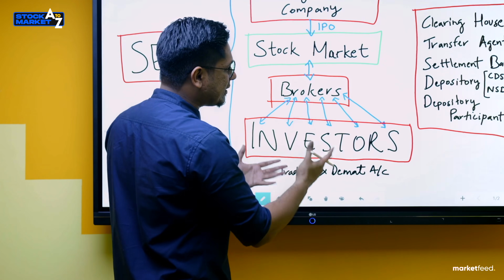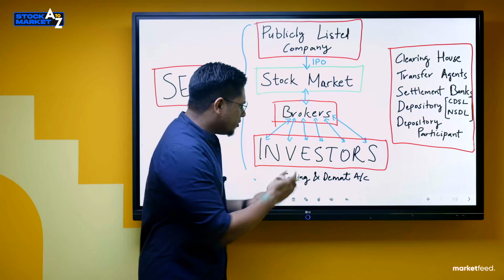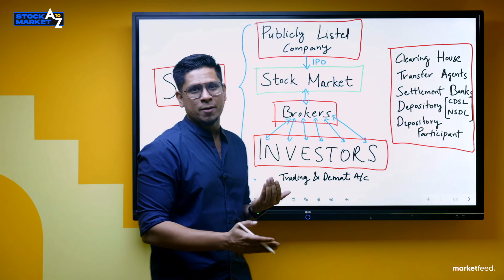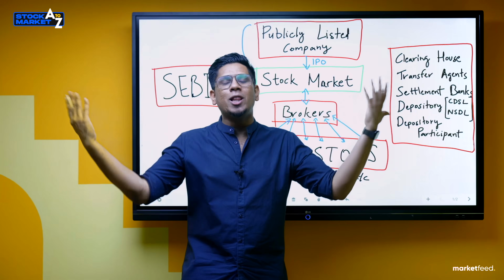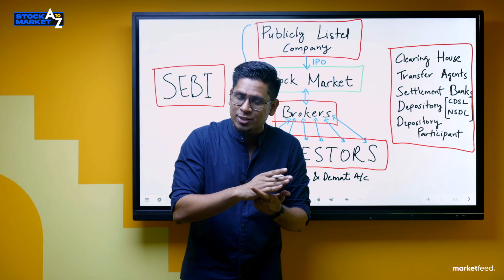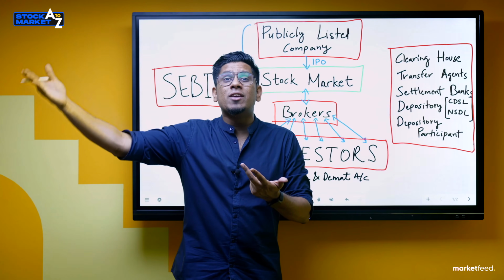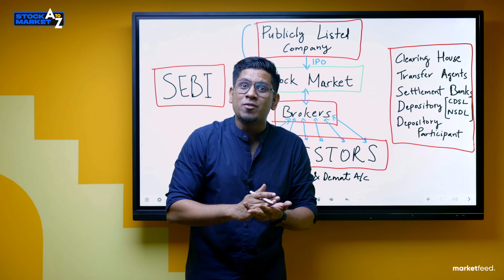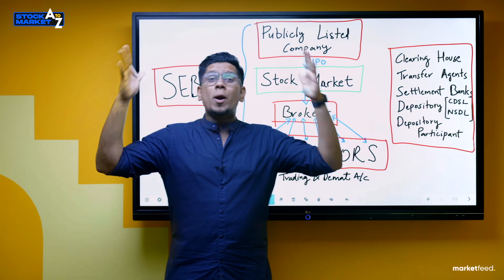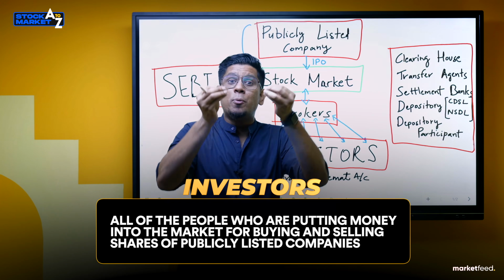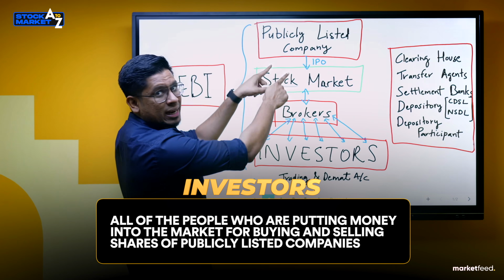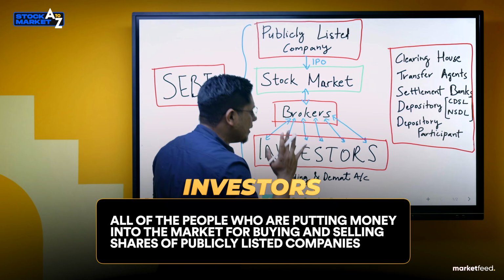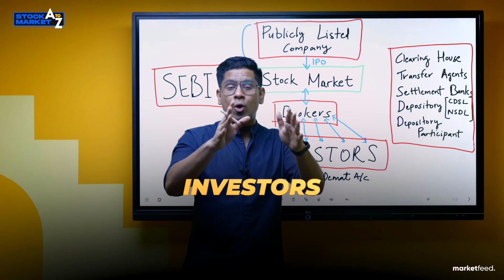Now let's understand the second participant, which are investors. As I said in the beginning, I've just used the term investors here. This can include retail investors like us, like me, like you, like all the people around us. There can be traders as well. There can be foreign institutional investors. There can be domestic institutional investors. So all of the people who are participating in the market or who are putting money into the market for buying and selling shares of publicly listed companies, all of them come under the term investors. I hope you understand that.